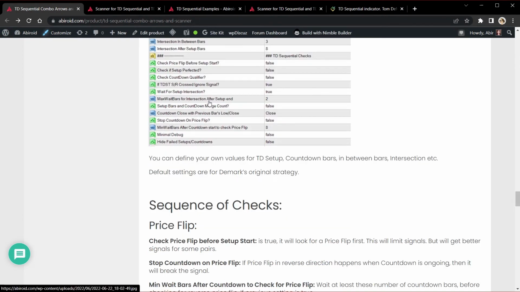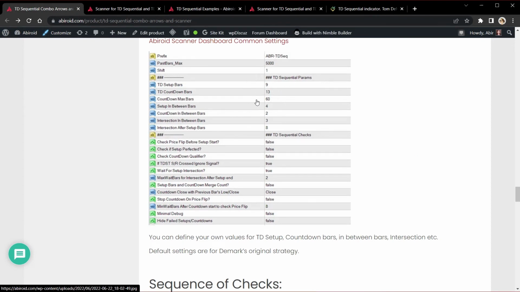And this is the maximum number of wait bars for intersection after the setup ends. So keep this to a very low amount. In case it doesn't meet an intersection within 2 bars, it will skip the signal. And setup bars and countdown merge count. Earlier in the video I had talked about the TD combo strategy. If you are using that one, you can set this to true, and you can change these numbers based on what you would like for the TD combo. But this indicator is mostly focused on the TD sequential.